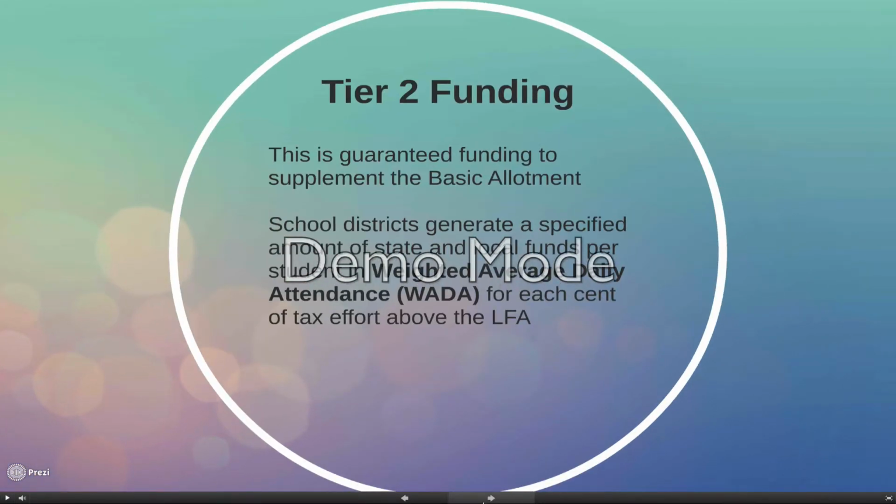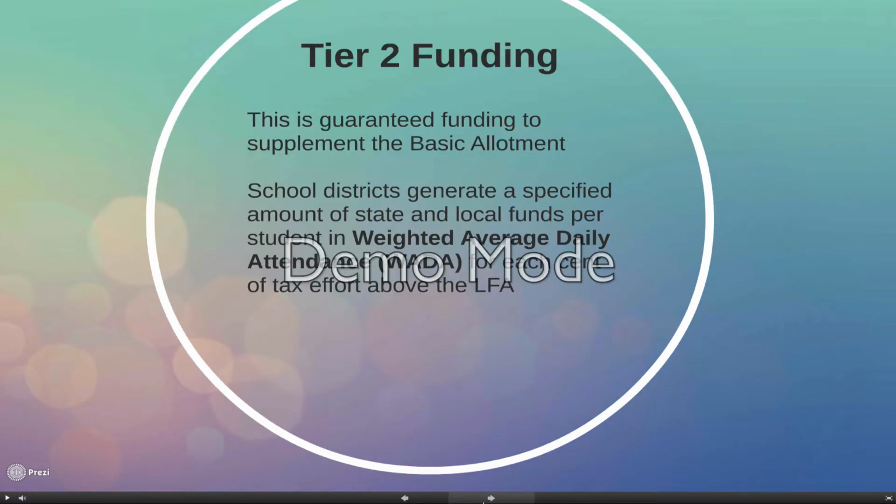Now that we've looked at where the money's coming from on the local fund assignment, let's look at our Tier 2 funding. This is Tier 2, which is still part of our operational funds. This is a guaranteed funding to supplement Tier 1, which is our basic allotment. School districts generate a specified amount of state and local funds per student in what is called weighted average daily attendance for each cent of tax effort above the local fund assignment. Let's take a minute.